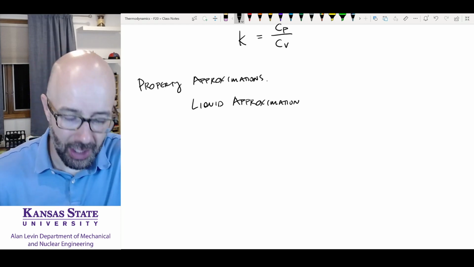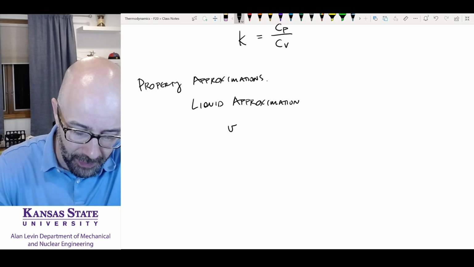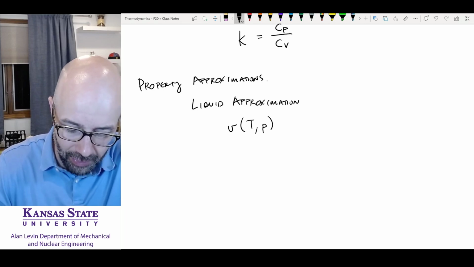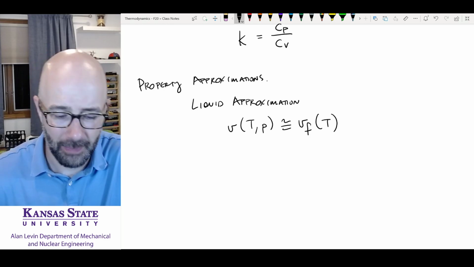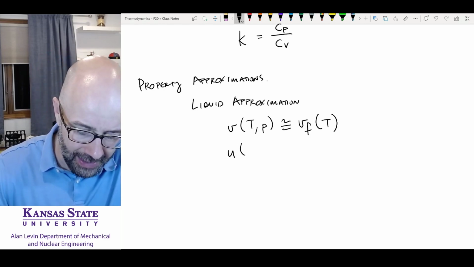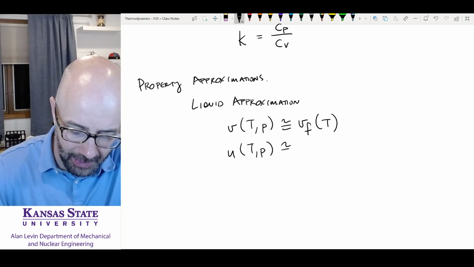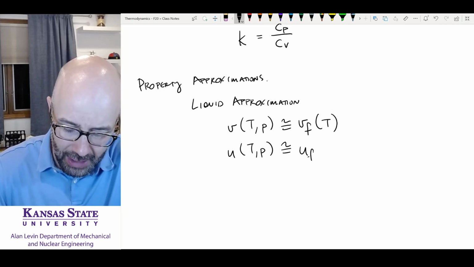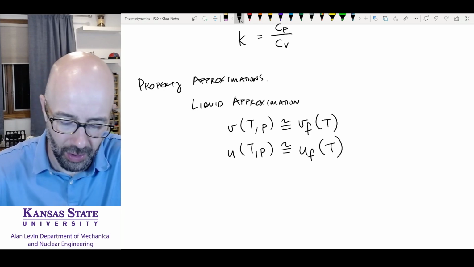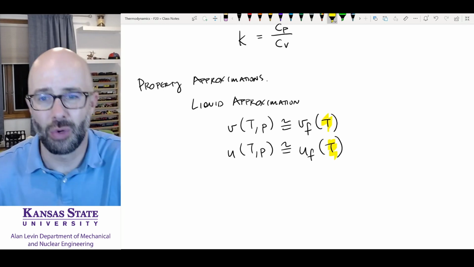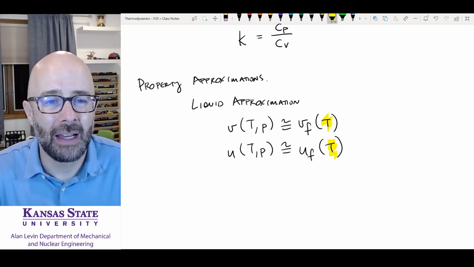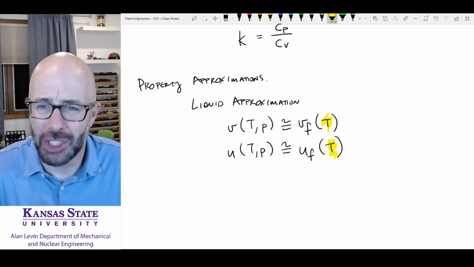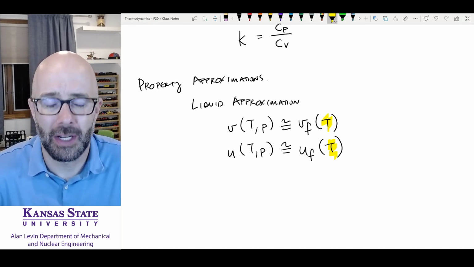So the liquid approximation says that the specific volume at some temperature and pressure is approximately equal to the specific volume of the saturated liquid at the temperature that we're looking at. We've talked about this before. And the internal energy at the temperature and pressure that we're looking at is approximately equal to the internal energy of the saturated liquid at whatever temperature we're concerned with. And that's the key thing here: the temperature. You have to remember that it's the temperature, not the pressure. Sometimes a problem statement can really make you feel like you should be using the pressure, but it's the temperature. That's the best approximation.